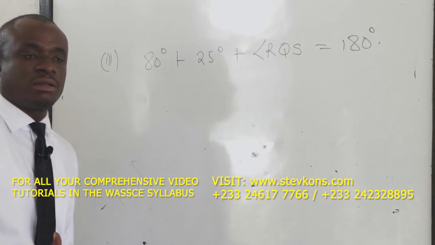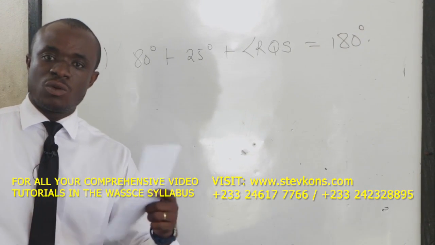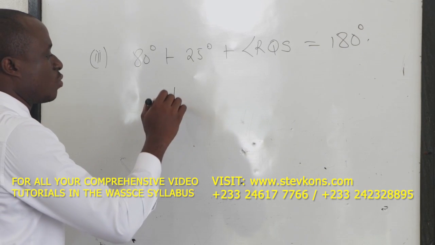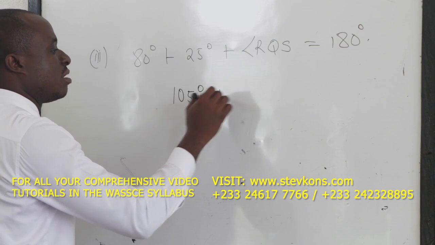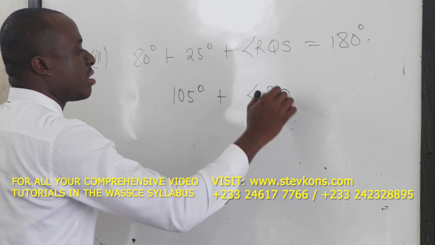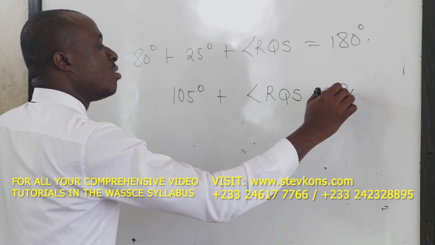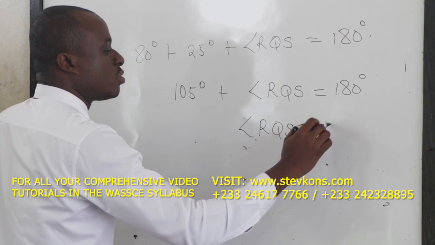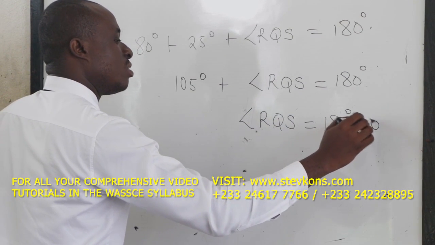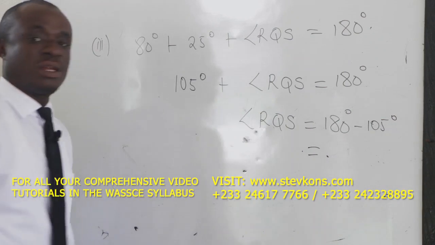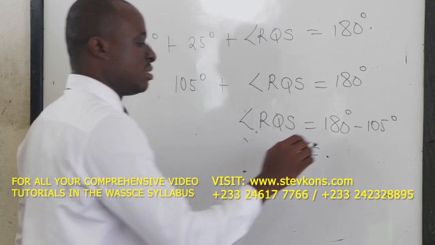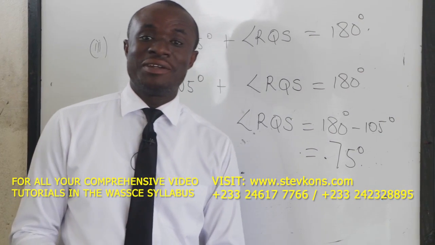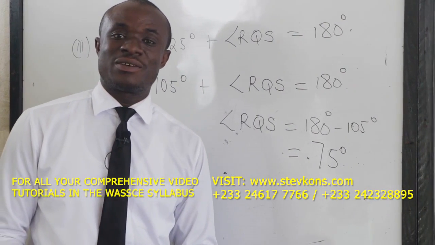Why? Sum of angles in a triangle is equal to what? 180. Now, 80 plus 25, this is 105 degrees plus RQS equal to 180. So you have RQS equal to 180 degrees minus 105 degrees. And 180 degrees minus 105, this is giving us 75 degrees. And this is something that is very trivial. Let's consider the next question.